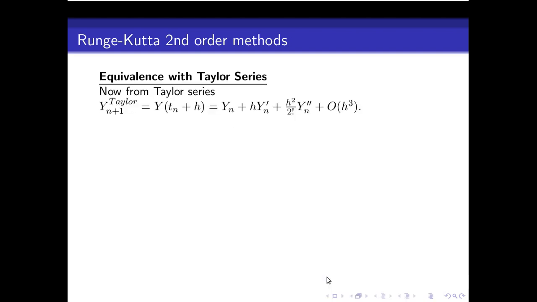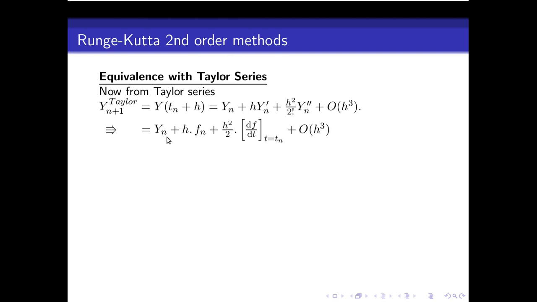And let us directly write y(n+1) according to Taylor expansion. Taylor expansion means y(n+1) is to be calculated at y at tn plus h. So this is yn plus h into dyn/dt, so yn dashed, and then h square by factorial 2 into yn double dashed, so this is the double derivative, plus order of h cube.